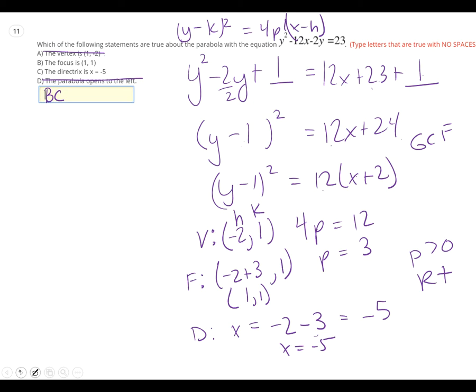Maybe look at your chart. It says if p is greater than 0, it opens to the right. The second line of the chart. P is less than 0, it opens to the left. You see it? Everybody okay with the chart? Alright.